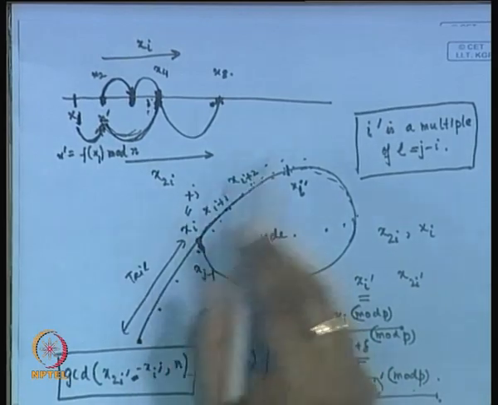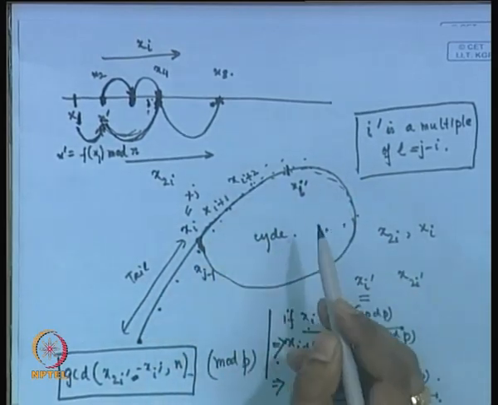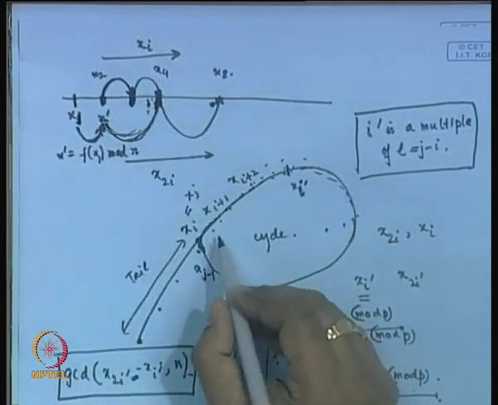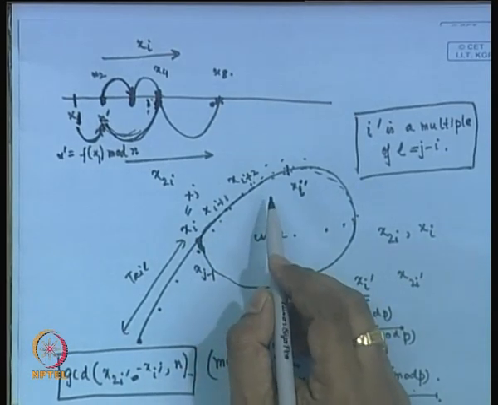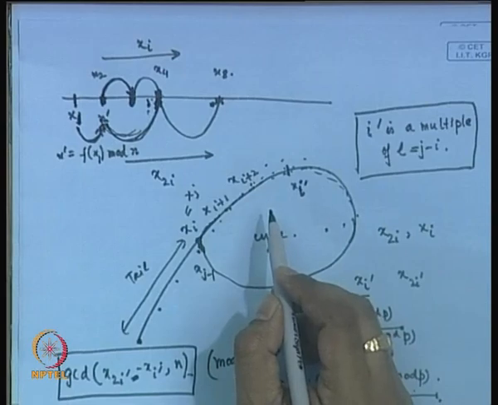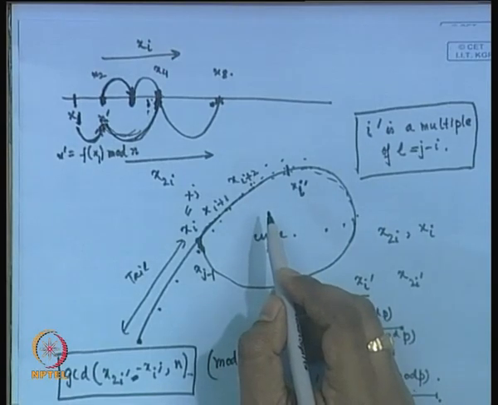Okay. And then you have seen the rest of the thing, that is, if you know that there is an xi and xj which collide, then there is obviously an xi' which will collide with x2i' modulo p. Okay.